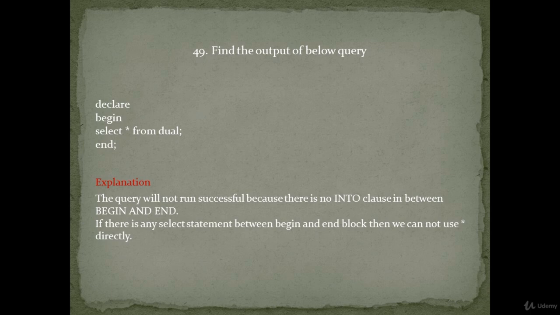If there is any select statement between begin and end block, then we cannot use star directly. We need INTO and some variable, and that variable will store the selected data from the table. So this query, declare, begin, select star from dual, will not run successfully. We have to use INTO and the name of some variable, in which we store the value from the selected table. Now it is clear. If you run this piece of code, you will come to know the result.